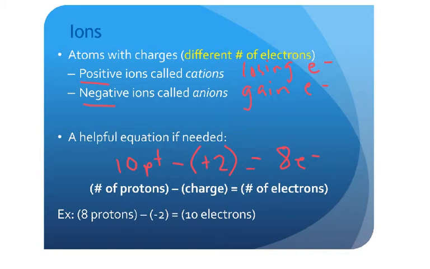And you can see that if you see 10 protons and 8 electrons, you have a net charge of positive 2. Another example has been given down here. 8 protons minus a negative 2 charge would yield 10 electrons. 8 protons and 10 electrons would give a net charge of negative 2.